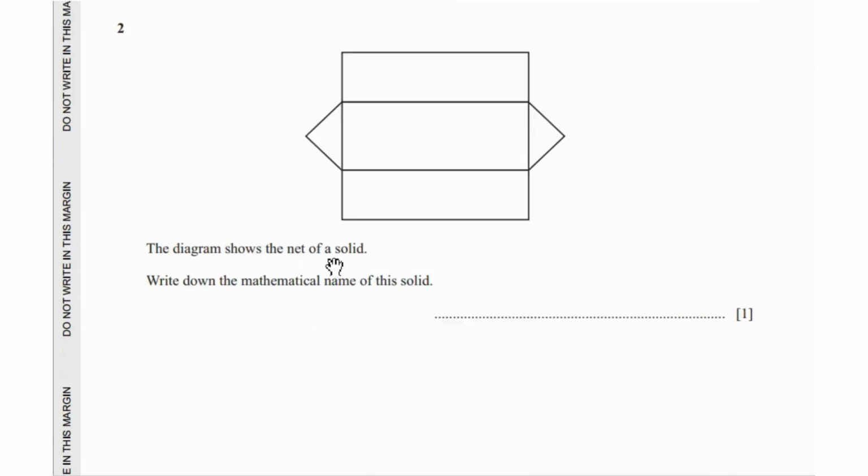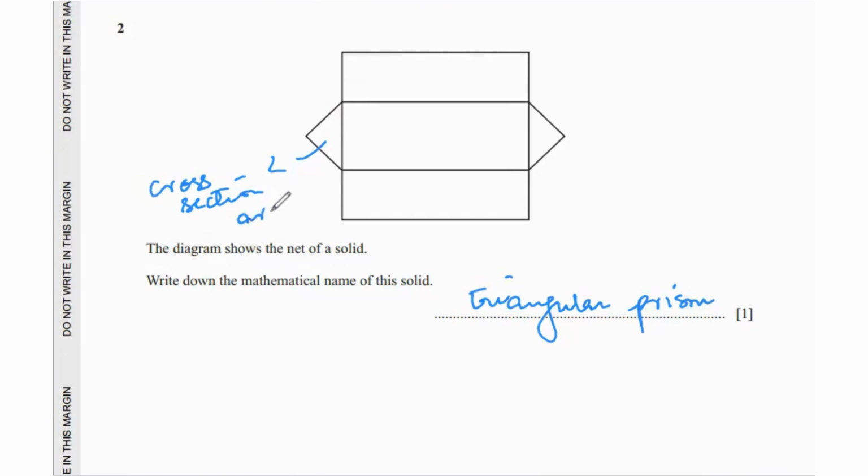Then it says the diagram shows the net of a solid. Write down the mathematical name of the solid. So the mathematical name of the solid is going to be a triangular prism. Why is it a triangular prism? Because the cross-section area is a triangle. This is your cross-section area. So since the cross-section area is a triangle, it's a triangular prism. If the cross-section area was a rectangle, it would be a rectangular prism.